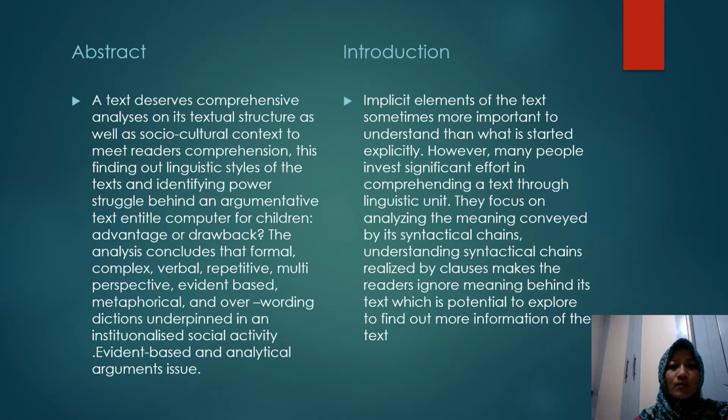Abstract. A text deserves comprehensive analysis on its textual structure as well as sociocultural context to meet readers' comprehension. This study finds out the linguistic style of the text and identifies the power struggle behind an argumentative text entitled Computer for Children: Advantage or Drawback. The analysis concludes that formula, complex, verbal, competitive, multi-perspective, evidence-based, metaphorical, and overwording diction underpinned institutional social activity, evidence-based, and analytical argument issue.